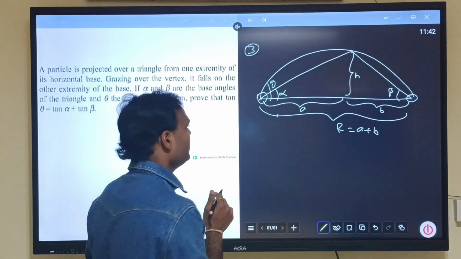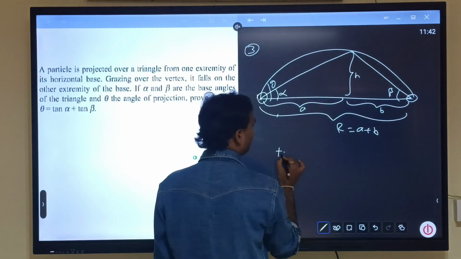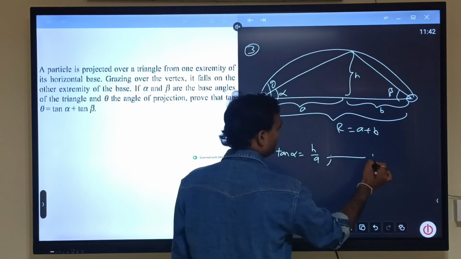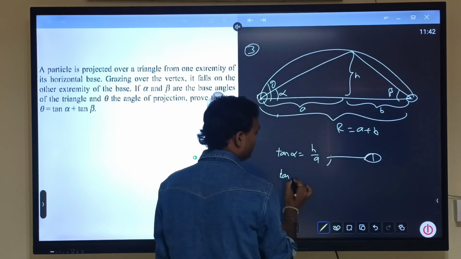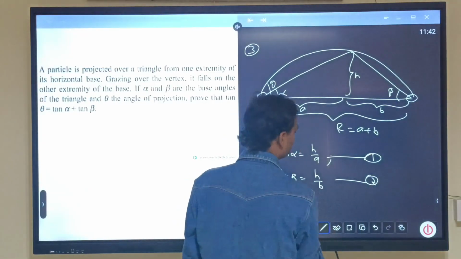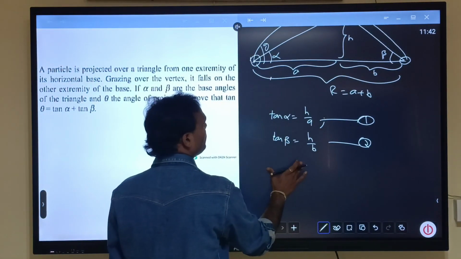Okay, now see here, tan alpha, can I say is h by a, let it be equation number 1. Tan beta is equal to h by b, let it be equation number 2, right?